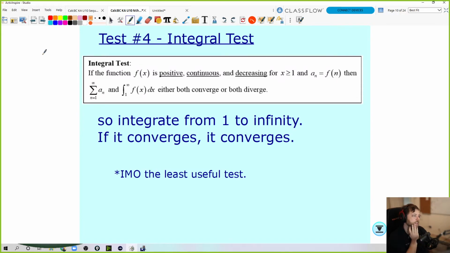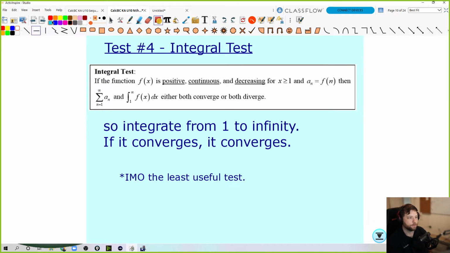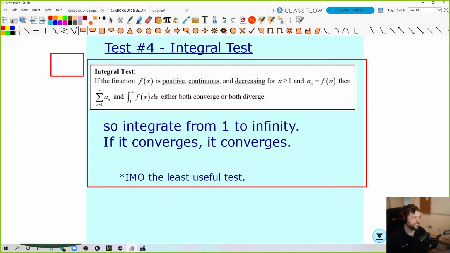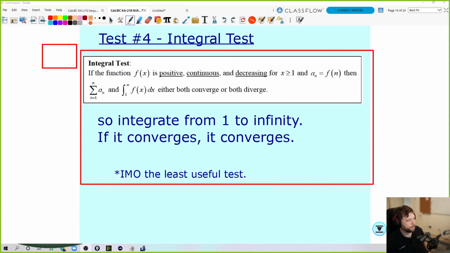I'm going to add another test to this. Integral test. Oh, there's no red box around this. Well, guess what? Put that red box around it. There you go. Write this down.